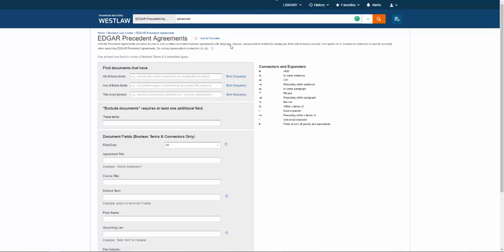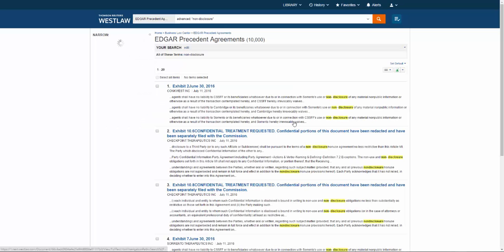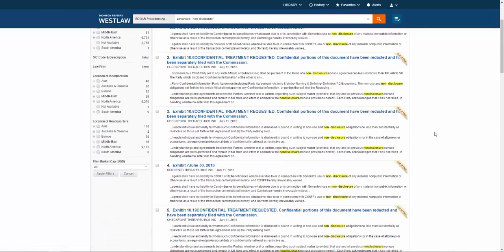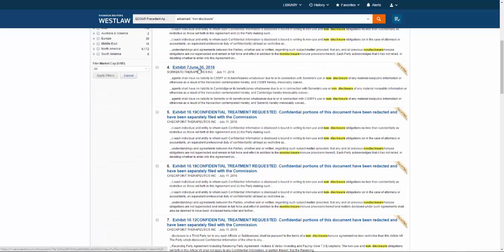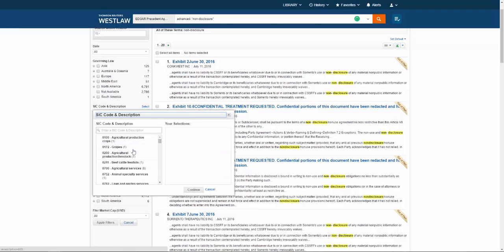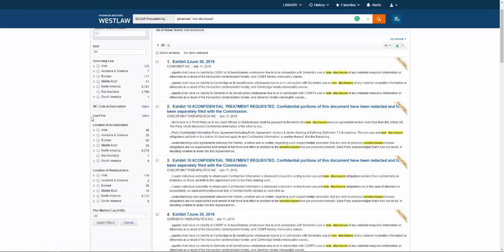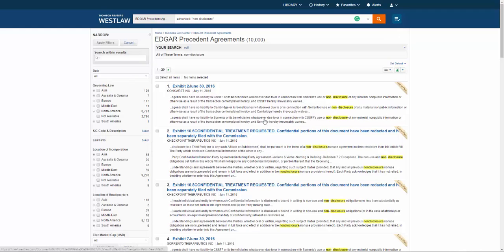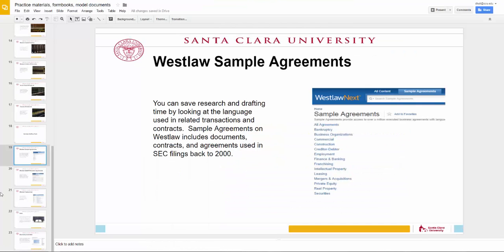So if we do a search here for non-disclosure, you'll see that there are a number of Edgar exhibits that you can search by particular industry type, by the governing law, and locate a model document that is tailored for your purposes.